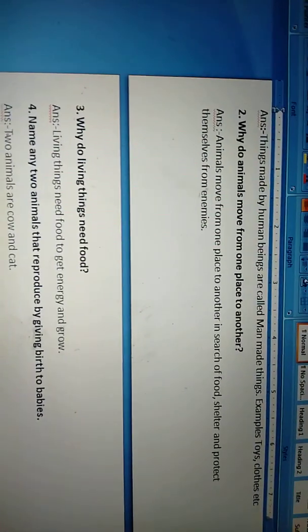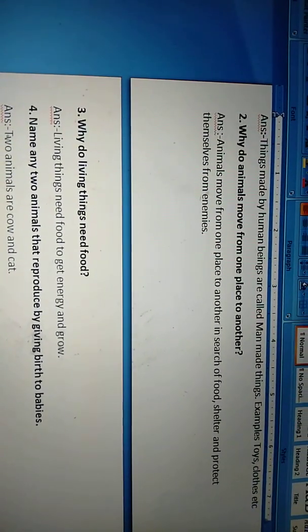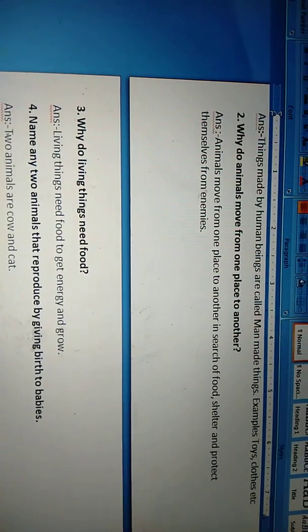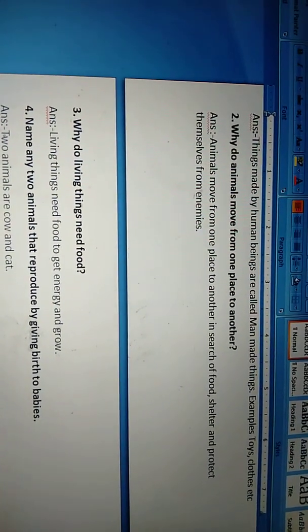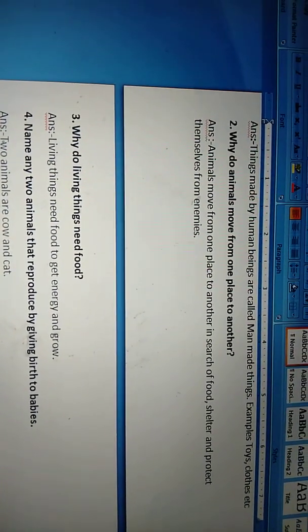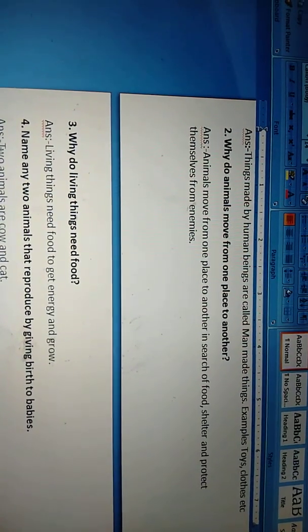Can I repeat question number 2? Why do animals move from one place to another? Animals move from one place to another in search of food, shelter, and to protect themselves from enemies.